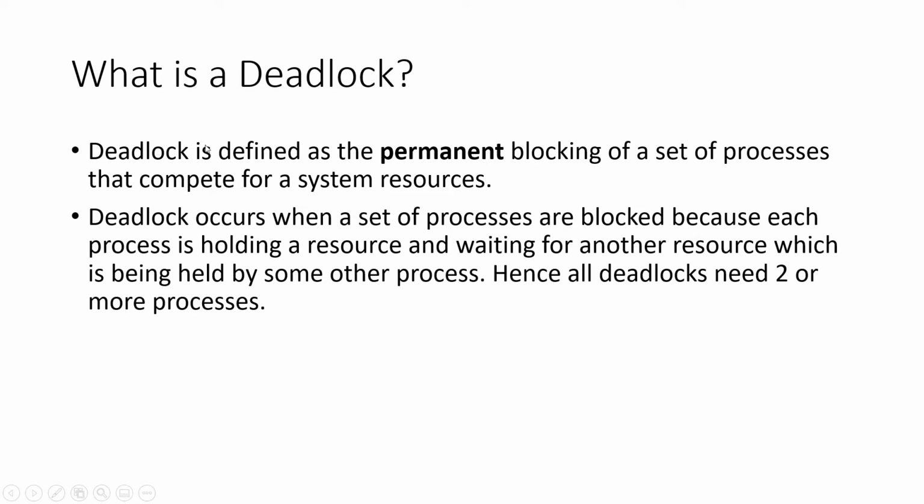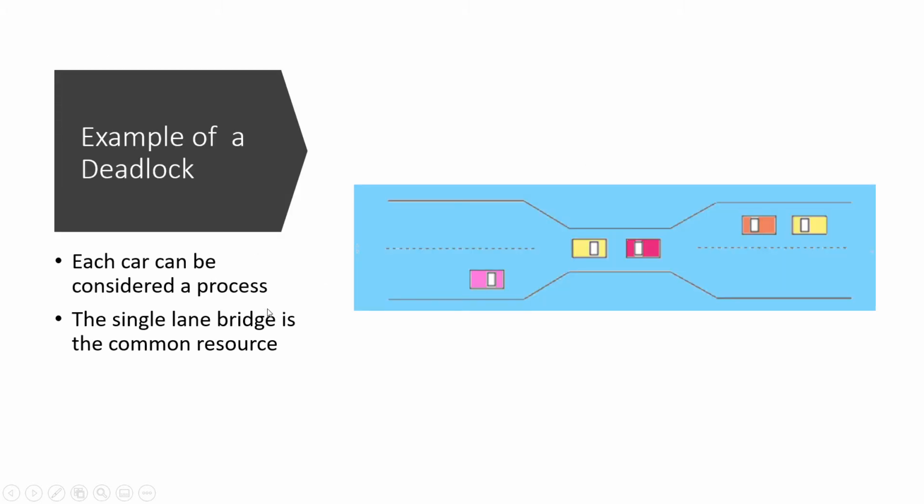So what this slide is saying is that when a deadlock happens, it's permanent, and deadlock happens when two or more processes are competing for the same system resource, and a deadlock occurs when a certain set of conditions are met. So here's a real life example of deadlock.